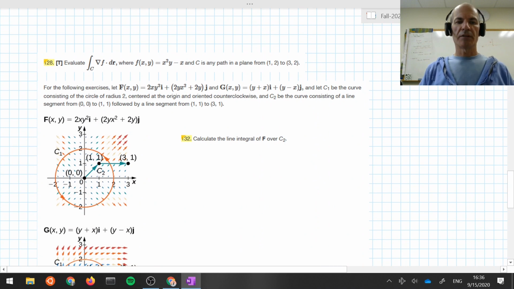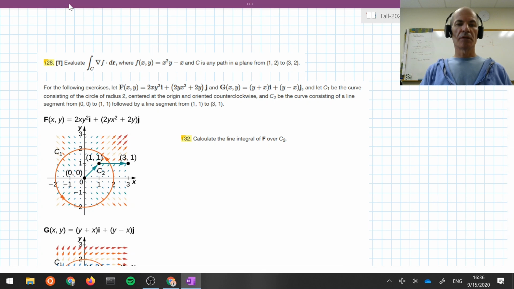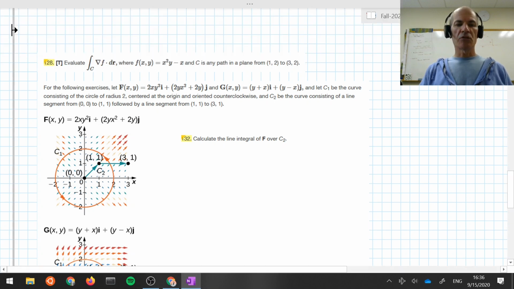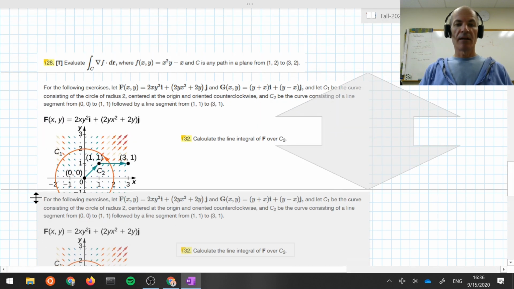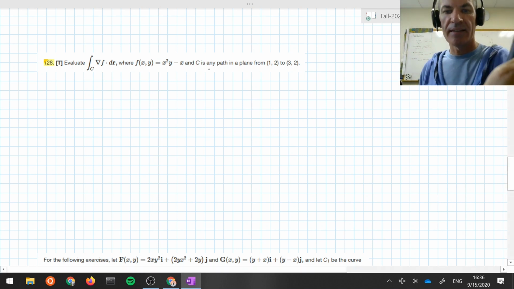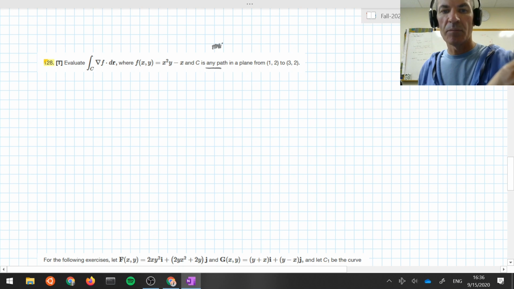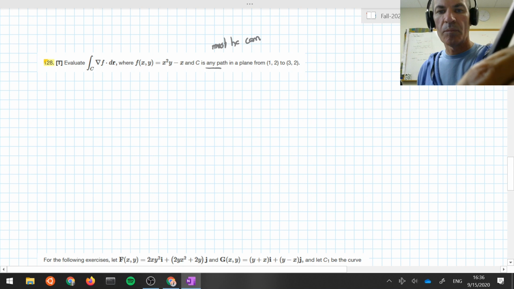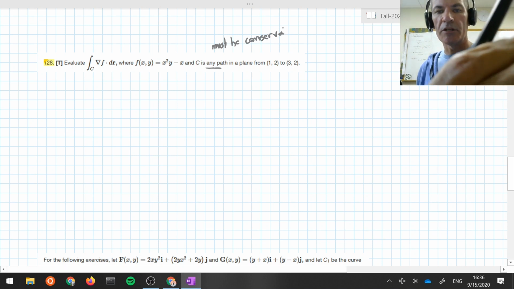Here we're asked to evaluate this integral along any path from (1, 2) to (3, 2). Now, when you see a problem using that kind of language, any path, this thing better be conservative, otherwise you don't have enough information to do it. If it's conservative, then it's independent of path, and we can handle C being any path, right? That's a clue that this must be conservative. Otherwise, we don't have enough information.